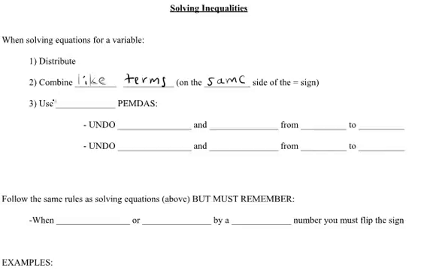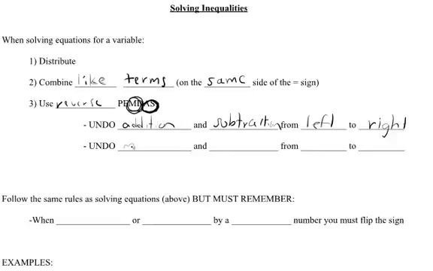Then after that, you use reverse PEMDAS. So, you're unzipping it. You're going backwards. So you start with undoing addition and subtraction, from left to right. And then you undo multiplication and division.